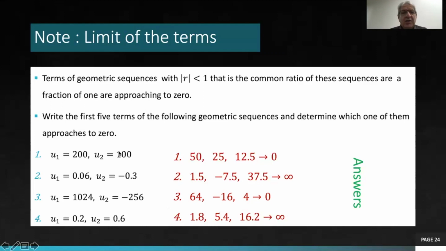So all these examples show that when the modulus of r is less than 1, r is a fraction of 1, it doesn't matter positive or negative, the terms of the sequence will approach 0. When r is more than 1 or less than negative 1, the terms of the sequence go towards infinity. You can see that they are growing, both of them. Now let us see.